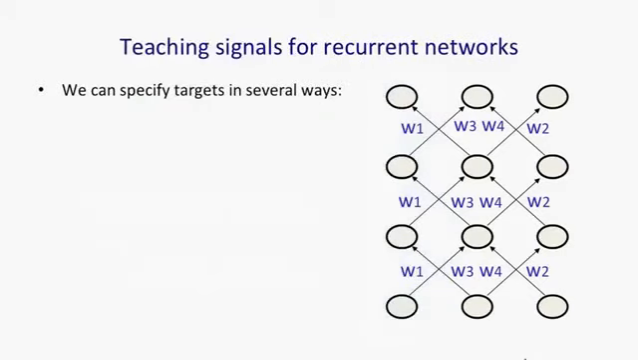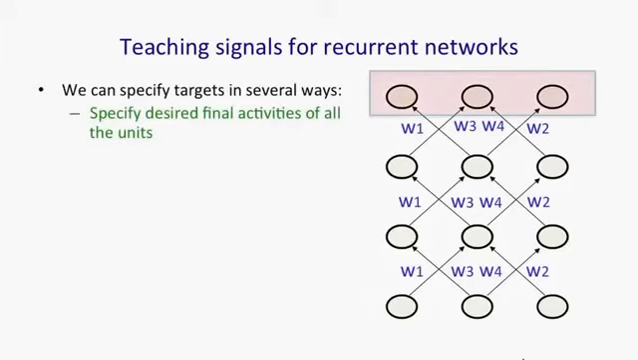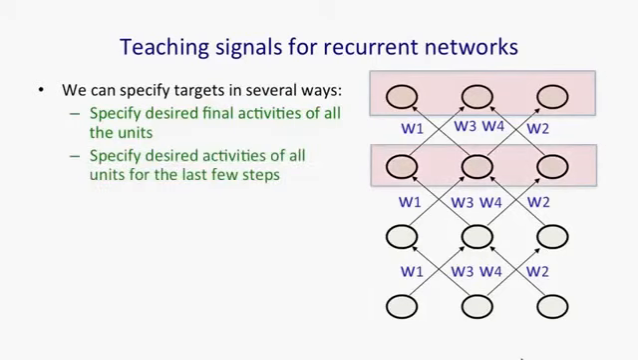Similarly, there's many ways we can specify the targets for a recurrent network. When we think of it as a feed-forward network with constrained weights, the natural thing to do is to specify the desired final states for all of the units. If we're trying to train it to settle to some attractor, we might want to specify the desired states not just for the final time step, but for several time steps. That will cause it to actually settle down there rather than passing through some state and going off somewhere else.